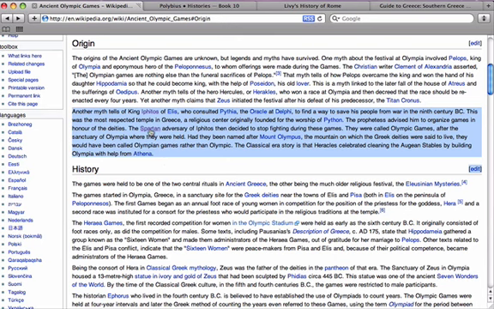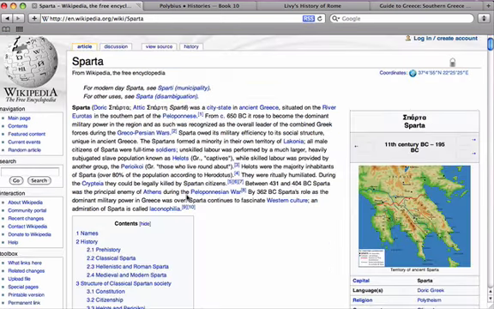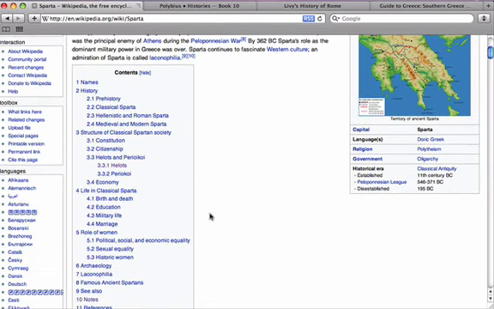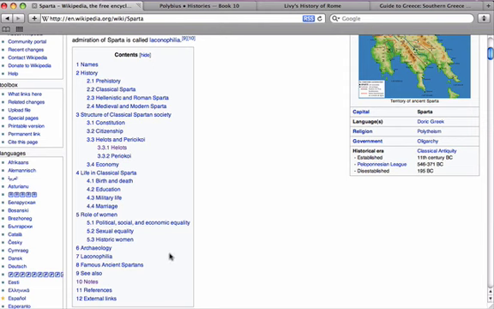Now, I might also want to look at Sparta, since clearly Sparta and Olympia have an important relationship as well. Now, of course, the Sparta article is going to be very detailed. It should be. They were a very important part of Greek history, clearly.